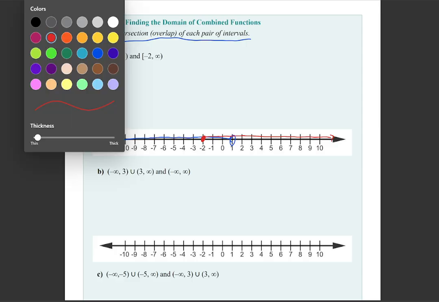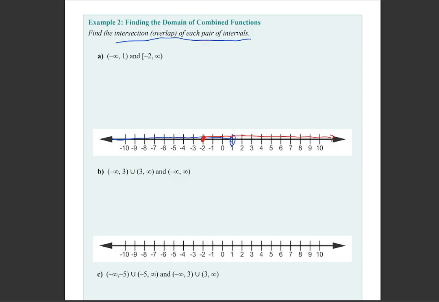And so the intersection says, well, where do they overlap? Well, they overlap from negative 2 up until 1, right in here. That's where we have both lines. And so their intersection is given by, well, negative 2, and that's inclusive because we had a closed dot, up to 1. And that's not included because we had an open dot. But that's where the two lines intersect. That's where the two graphs on the number line kind of overlap, right? And so that's what we write down as the intersection.